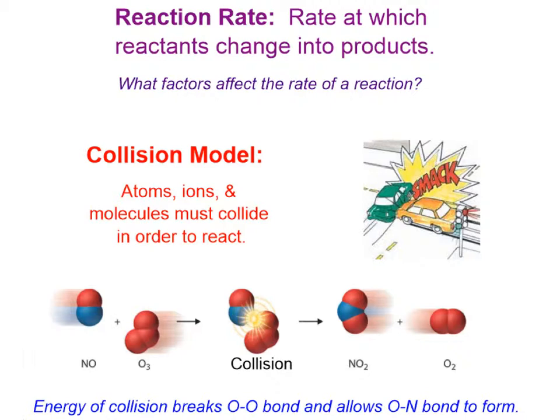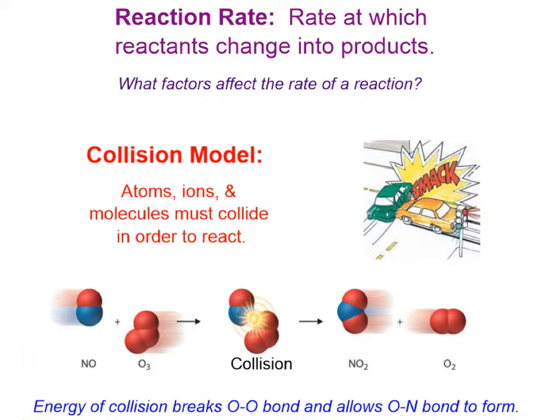As you may have guessed, a reaction rate is simply the rate at which reactants change into products. How fast does this reaction proceed? How fast does it go? Well, what factors might affect the rate of reaction? I'm sure you've got some really good ideas, and before we talk about them, let's look at what we call the collision model of a reaction in chemistry.